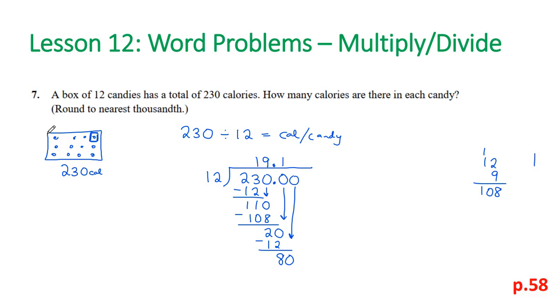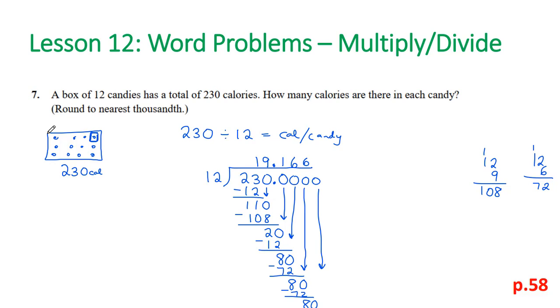12 into 80. 12 times 6 is 72. So that's our number. 6 times 12 is 72. And we bring down, and we've got an 8 again and a 0 again. And so we can see where this is going. We're going to bring down and we'll get 80 again. So it's going to be a 6 again, 72 again, an 8, and then an 80 again.